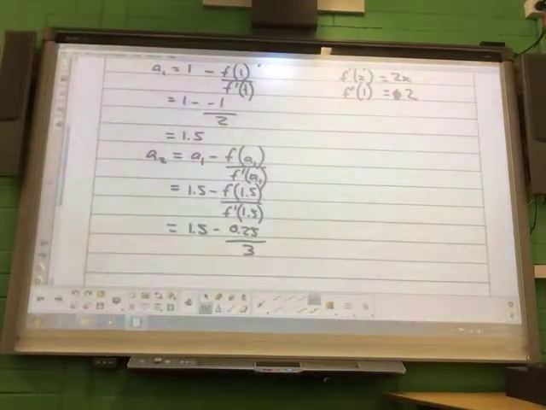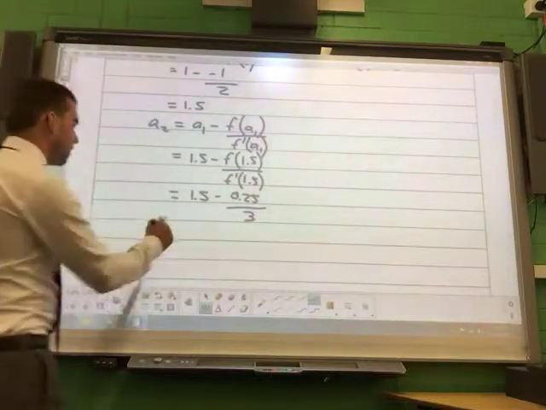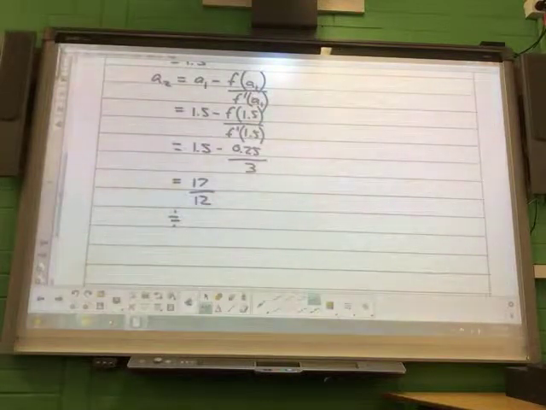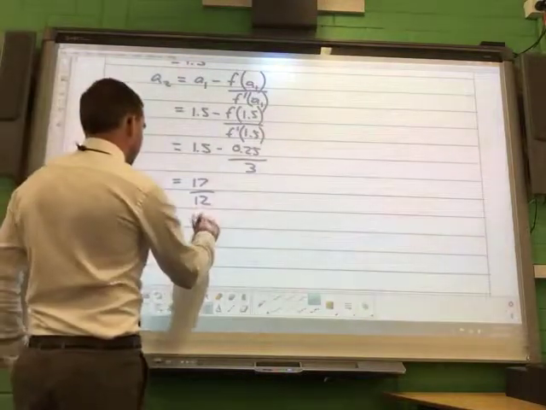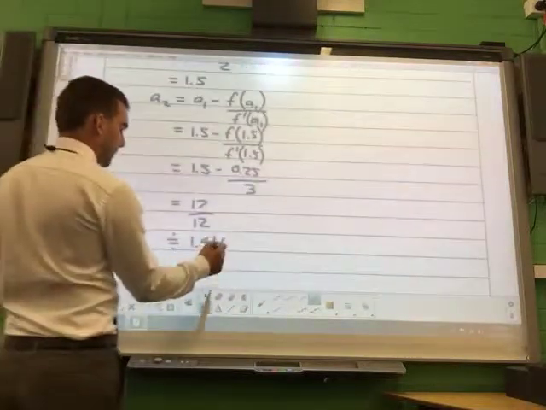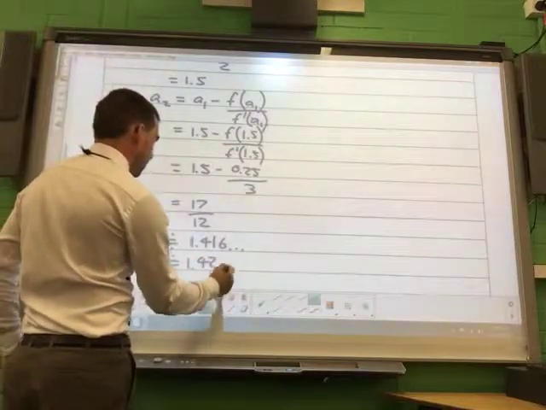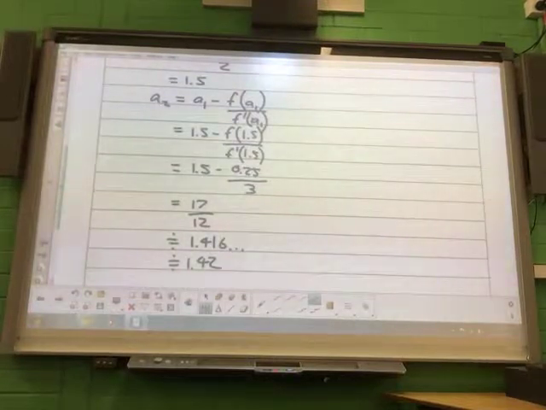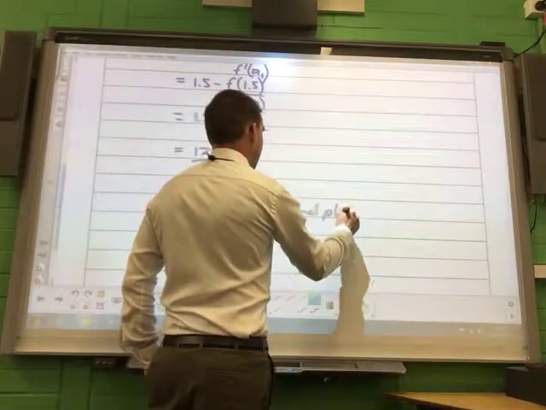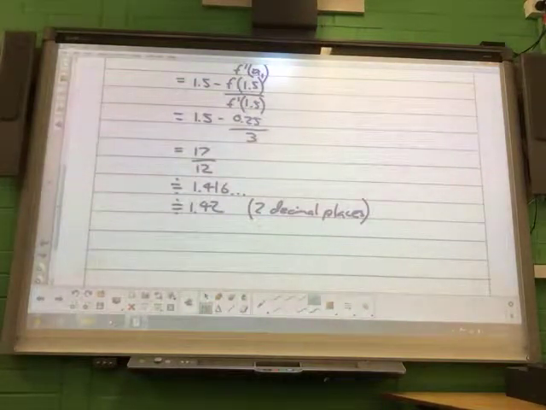So 1.5 take away 1 over 12, which is 17 over 12, which is approximately equal in decimal form to 1.41666666. To two decimal places. Okay, what is the square root of 2? 1.41421356. So it's 0.01 off with 2 applications of Newton's method. Right, so that now covers polynomial.